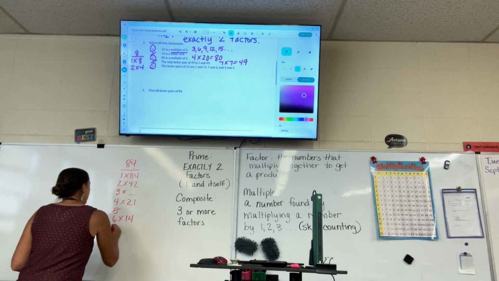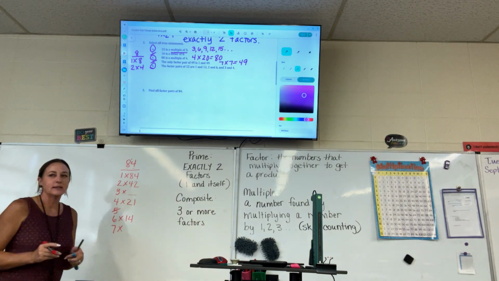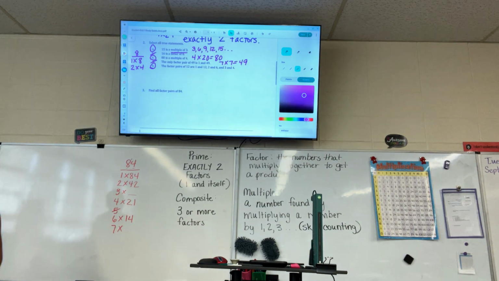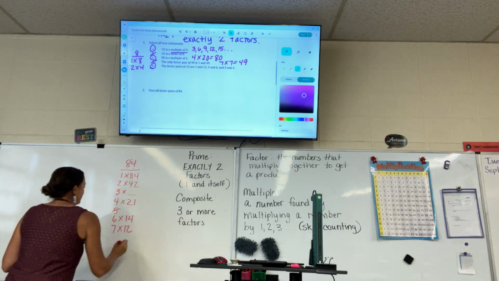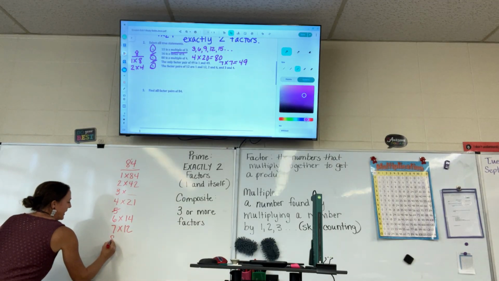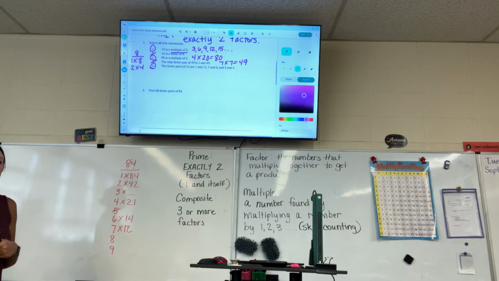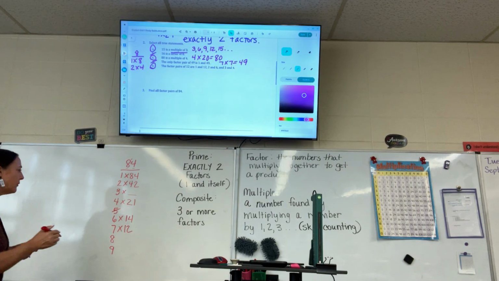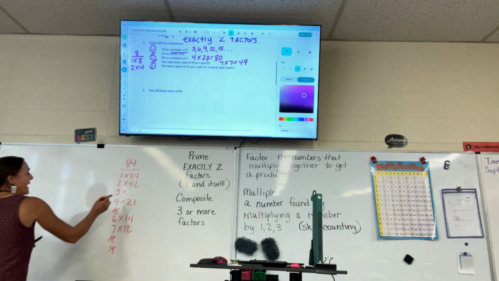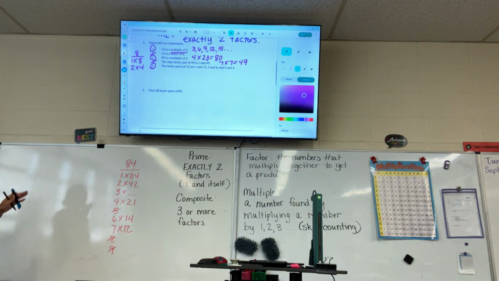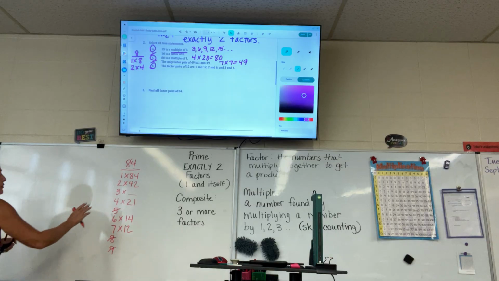Okay, go to your 7 row. Is there an 84? Grady, what's its partner? 14. No? 12. There you go. All right, 7 times 12. So now we just need to check 8 and 9. Is there an 84 on the 8 row? Nope. Is there an 84 on the 9 row? Nope. Okay. Now we got to come back and find out what number goes with 3.